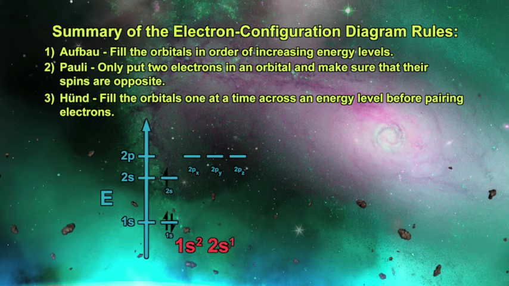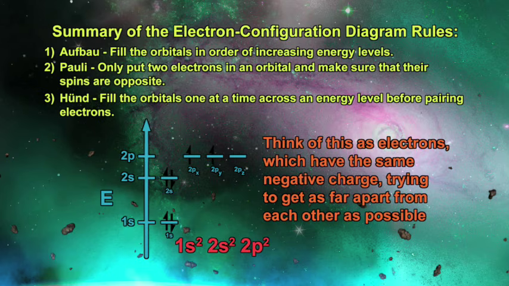The fourth electron also goes into the 2s orbital, but with opposite spin, followed by the fifth electron filling one of the 2p orbitals. Hund's rule states that the 6th electron will go into a different 2p orbital because we should fill the orbitals one at a time across an energy level before pairing electrons. Subsequent electrons are added following these 3 basic rules until the required amount of electrons are added.